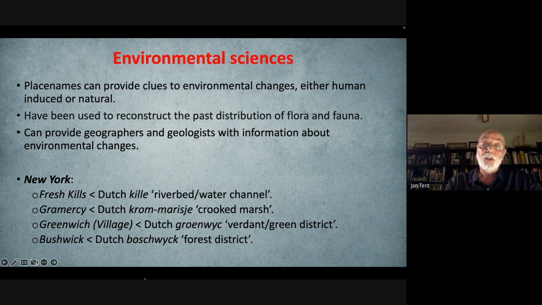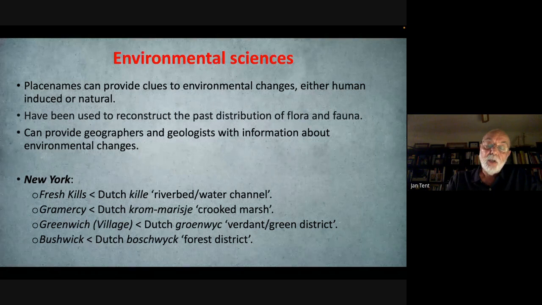So in New York, there are the following names of suburbs. Fresh Kills comes from the Dutch kill, which means a riverbed or a water channel. So Fresh Kills doesn't mean fresh kills, it means a fresh water channel. And Gramercy comes from the Dutch Krom Marsche, which means a crooked marsh. So Gramercy, what used to be a marsh, of course it's no longer. Greenwich Village comes from Groenwijk, which means a verdant or green district, and Bushwick, which means a forest district. So these suburb names of New York tell us what used to be there.